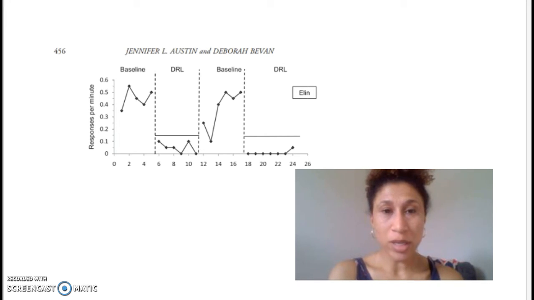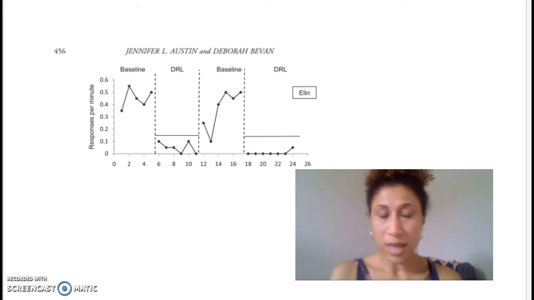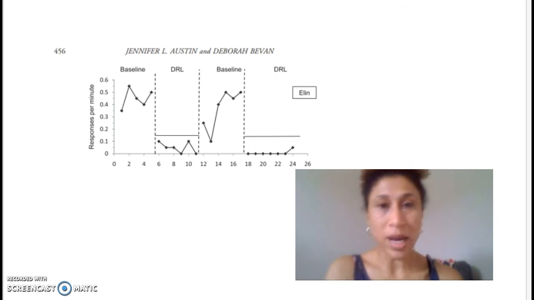Overlap is the degree to which data is the same in adjacent phases, and that means there's an overlap from one phase to another. And so if I look at the baseline phase and the treatment phase, I don't see an overlap at all. So I'm going to say overlap does not exist.